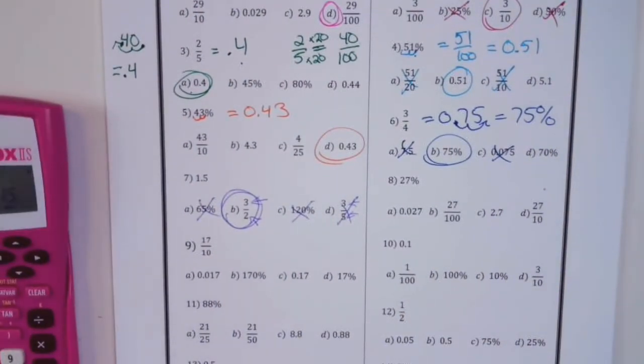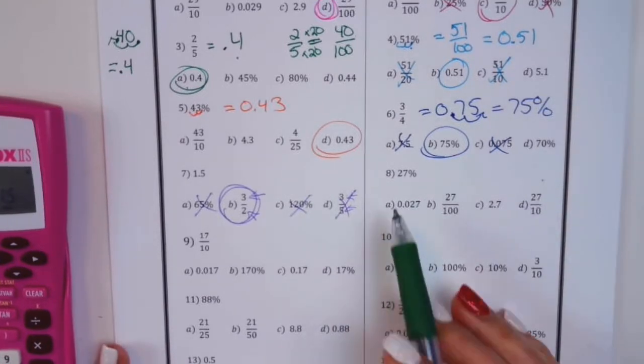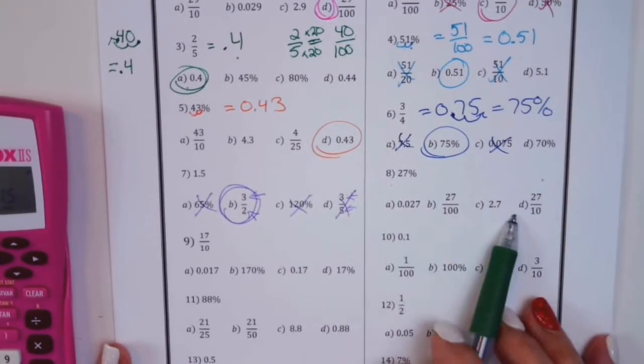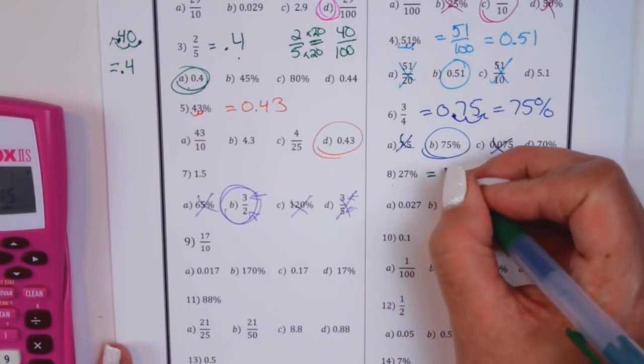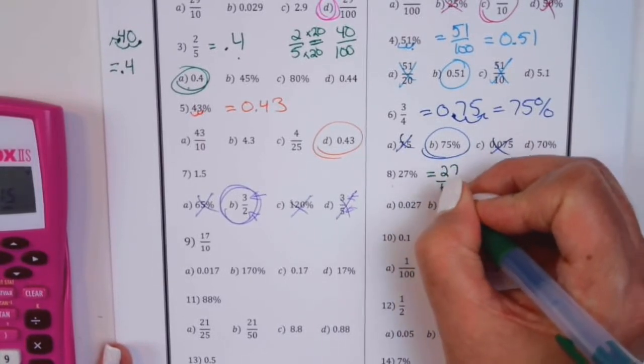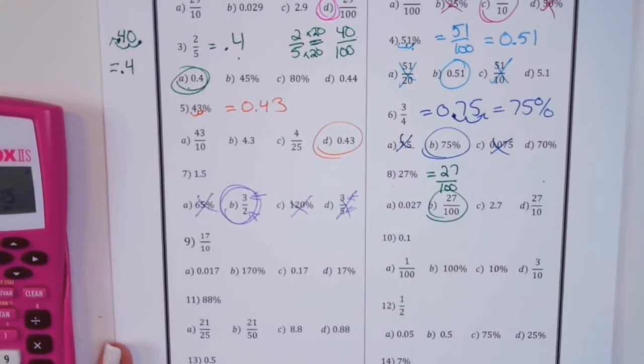Okay, number 8. So what are we doing here again? We are trying to figure out which one is correct. What I would do is rewrite this as a fraction first. So 27 divided by 100. Well, there's your answer.